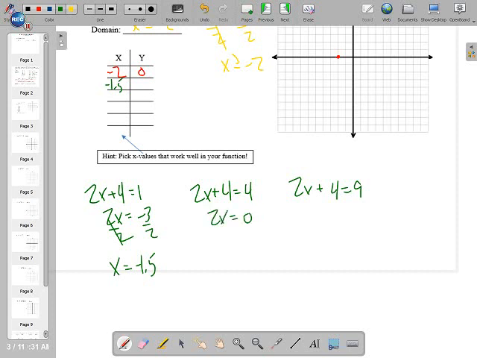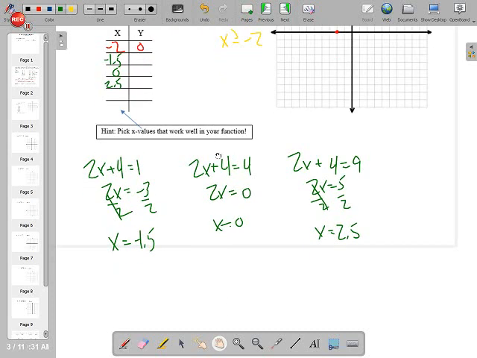Subtract 4, 4 minus 4 is 0, 0 divided by 2 is 0. I should do that one, x equals 0 next. And 2x equals 5. 5 halves as a decimal is 2.5, so that's the last one I'm going to plug in. Now, you don't have to do a lot in your head here because you know how these things are going to turn out.